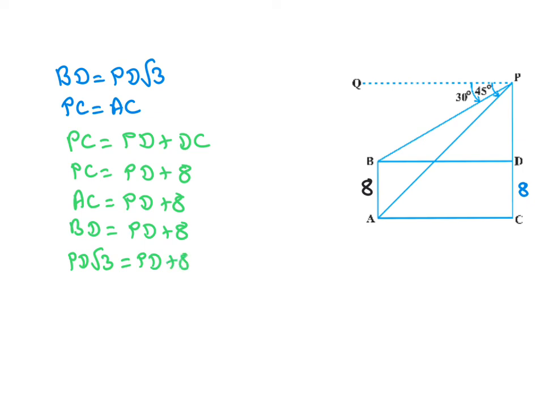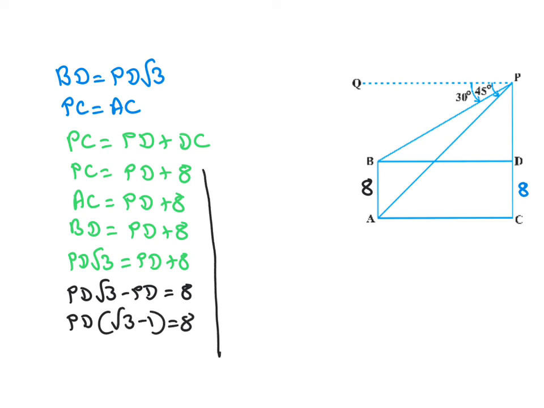Now it becomes pretty simple to simplify. Move the PD on one side. So we have PD root 3 minus PD is equal to 8. Take PD common out. So we are left with PD times root 3 minus 1 equal to 8. So from here, PD will be equal to 8 over root 3 minus 1.